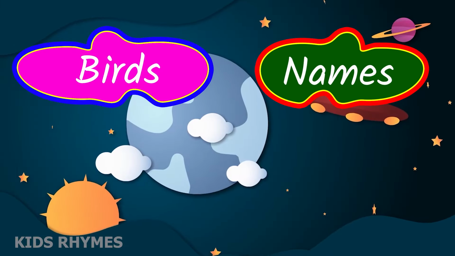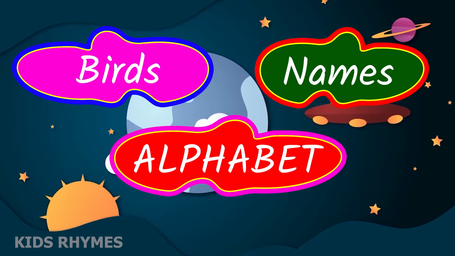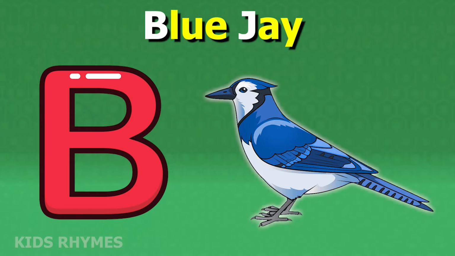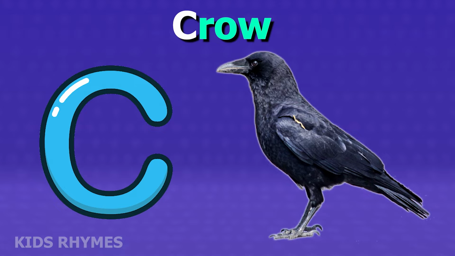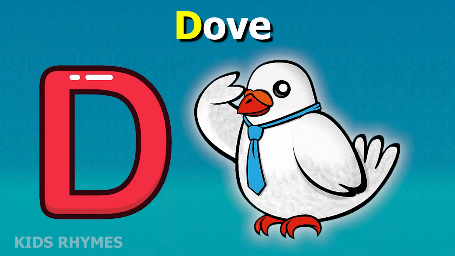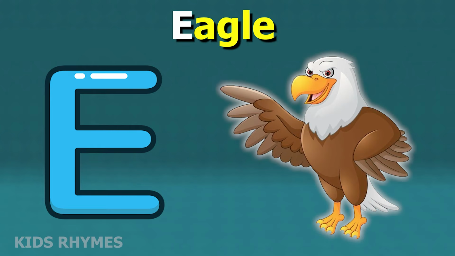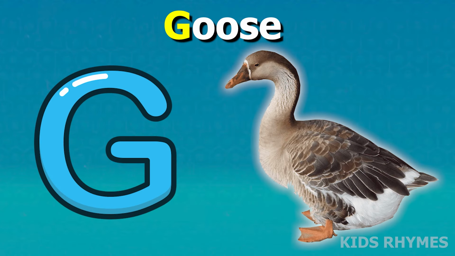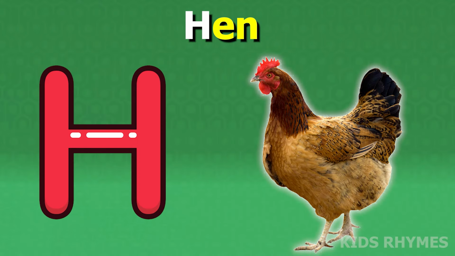Bird's name according to alphabet. A for albatross, B for blue jay, C for crow, D for dove. E for eagle, F for flamingo, G for goose, H for hen.